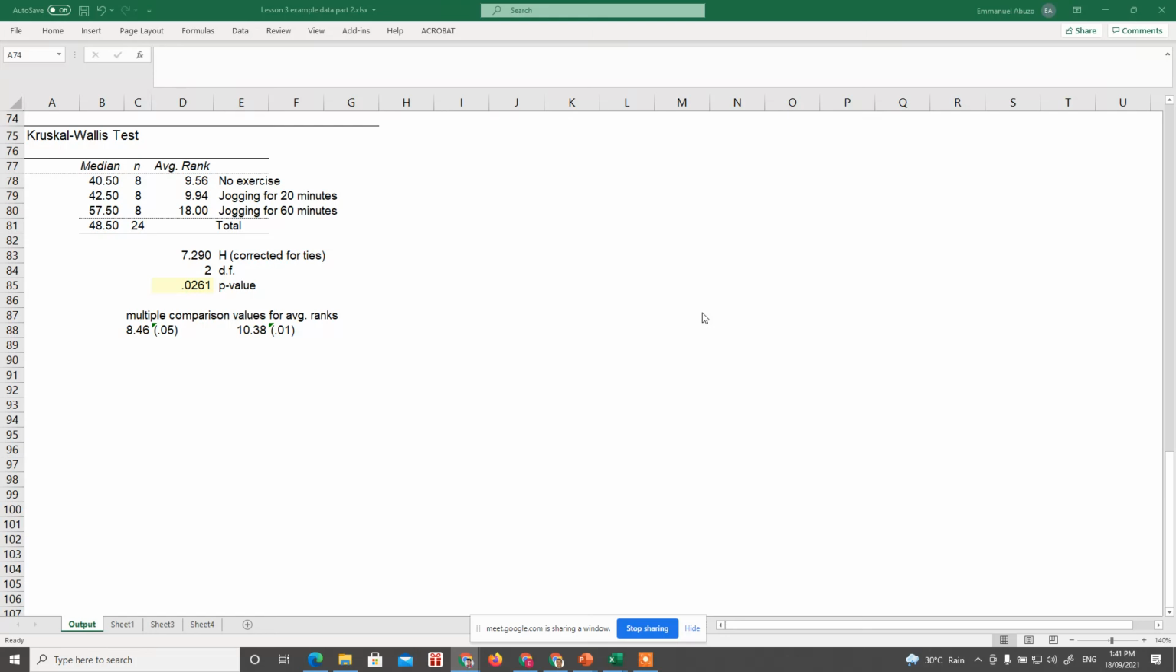So the Kruskal Wallis test has one limitation. If the researcher does not find a significant difference in the data while conducting it, then the researcher cannot say that the samples are the same.